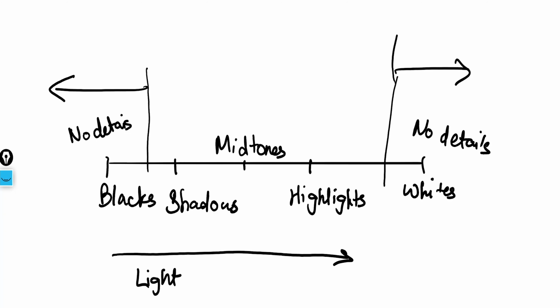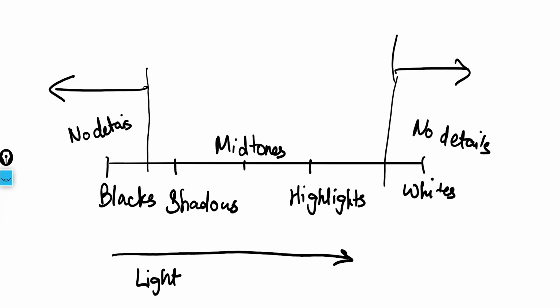The blacks are the regions of your image that are totally black. Once you enter the shadows, you have the dark regions of your image that have some details. And then you have the midtones. Midtones are basically, as the word says, the tones right in between. So if you have a black and white image, the gray regions of your image would be the midtones, right? The regions that are kind of right in between and have sufficient details are called the midtones.